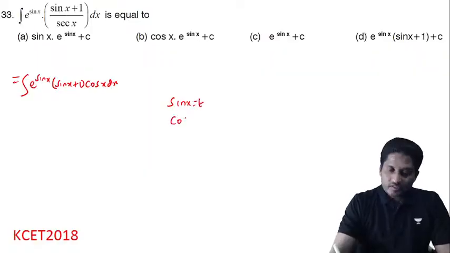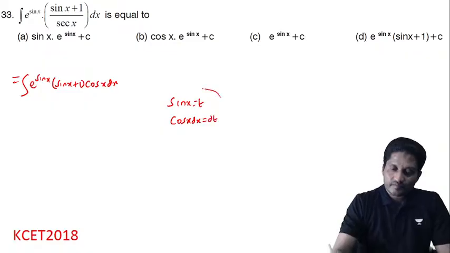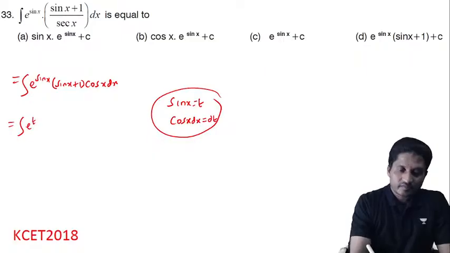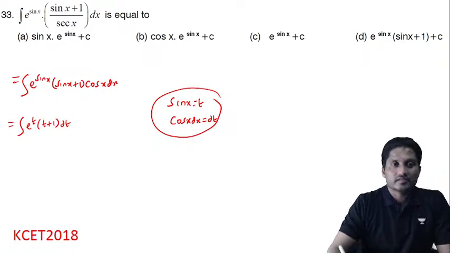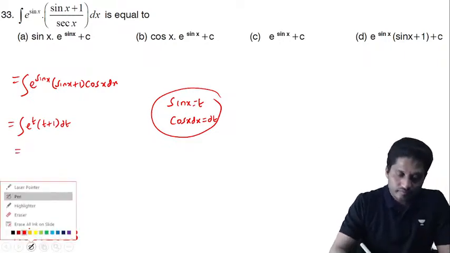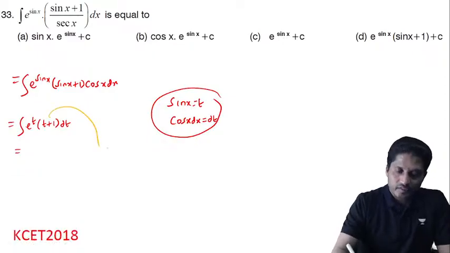Differentiation of sin x is cos x, so you get cos x dx is equal to dt. Okay, so this is e to the power of t plus 1, cos x dx is equal to dt. This should be of the form e power x into f of x plus f dash of x, dx.